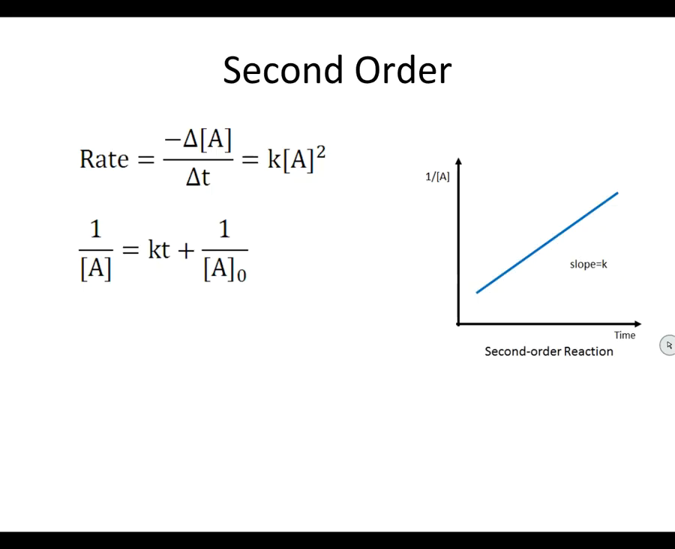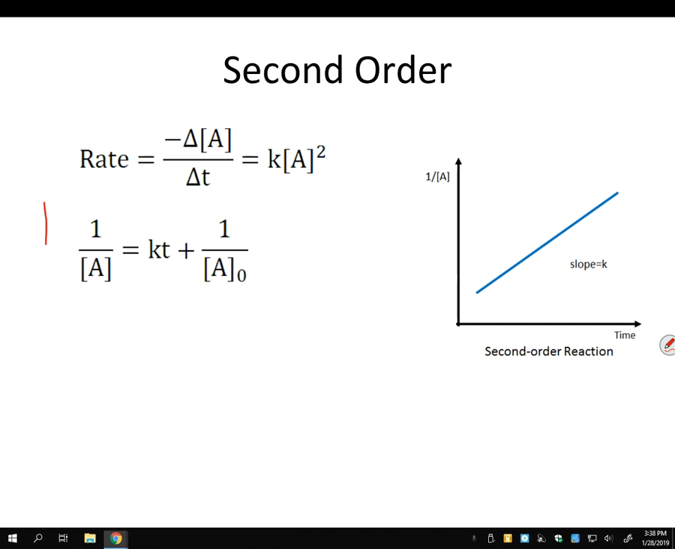Second order reaction, it's R equals k times the concentration of our reactant. In this case, we're just going to use A as our reactant to the second power. The integrated rate law for second order reactions looks like this. And so you can see it's very similar to the one for first order, except instead of natural log of A, we've got 1 over A. And it's done that way for the initial concentration as well.